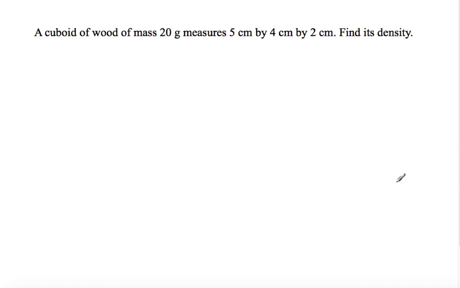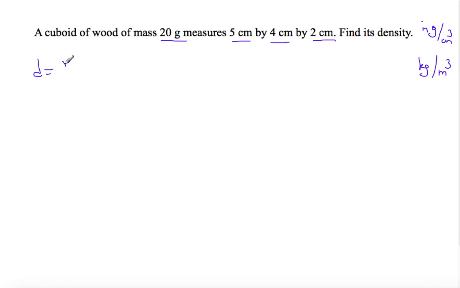We can continue with a new question. A cubic wood of mass 20 gram, and length, width and height are given. Find the density. First, let us find density in gram per centimeter cubed, then convert it to kilogram per meter cubed.